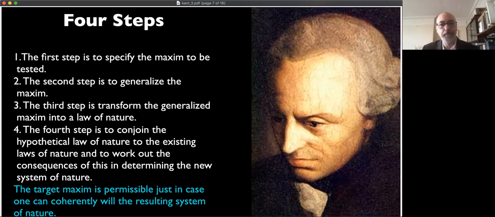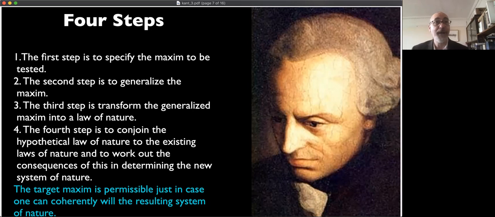Now, it's useful to break this procedure down into four steps, okay? The first step is to specify the maxim to be tested. And again, think of it as the expression of an intention, a first person expression of an intention. So I am to perform action A in circumstances C in order to bring about end E. Now, the second step is to generalize the maxim, right? So everyone is to perform action A in circumstances C in order to bring about end E. The third step is to transform this generalized maxim into a law of nature. So at this point, we would get, it's a law of nature that everyone performs action A in circumstances C in order to bring about end E.